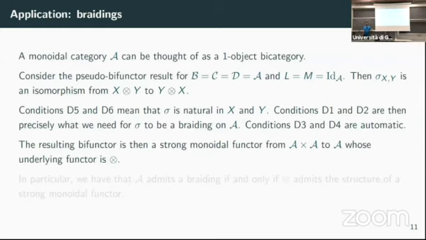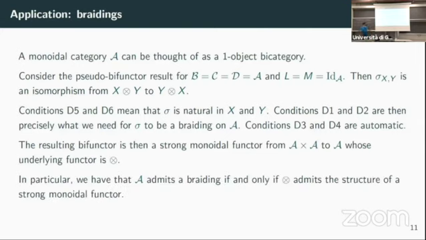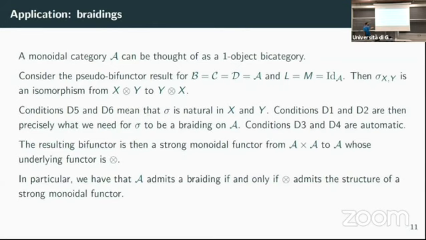And our theorem for pseudo-functors shows us that actually we can go backwards. So this shows that there's a correspondence between the braidings on a monoidal category and strong monoidal structures on the tensor product. This is a known result, but it is nice, again, that we recover this as a special case of our construction. So in particular, a monoidal category admits a braiding if and only if the tensor product admits the structure of a strong monoidal functor.